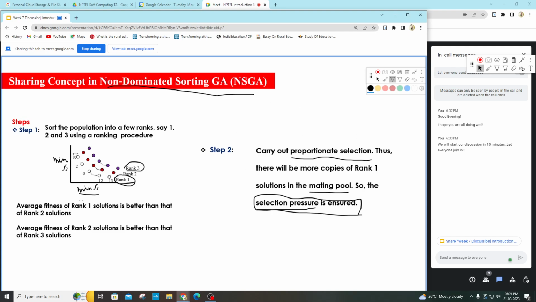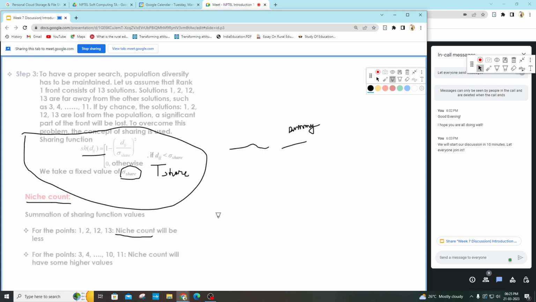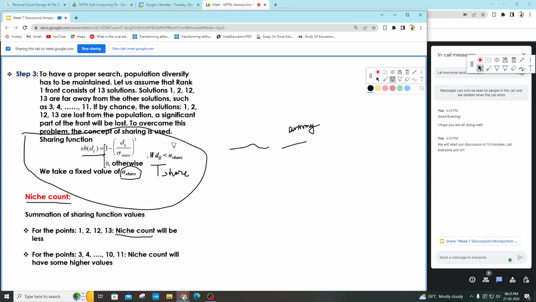So when this proportionate selection is carried out, your front will have fewer copies of the points which are far away, like 1, 2, 3 and 13, in your mating pool. So this is the problem. By this problem we can say that our population diversity is not maintained, right? Our population diversity is not maintained.